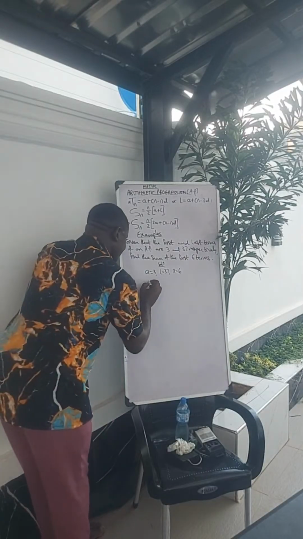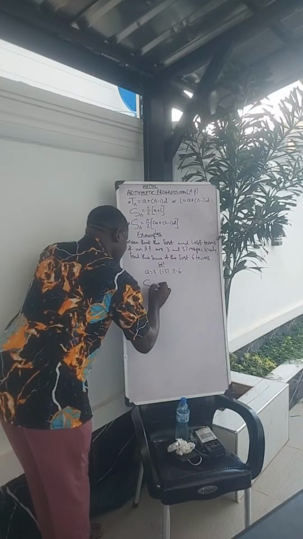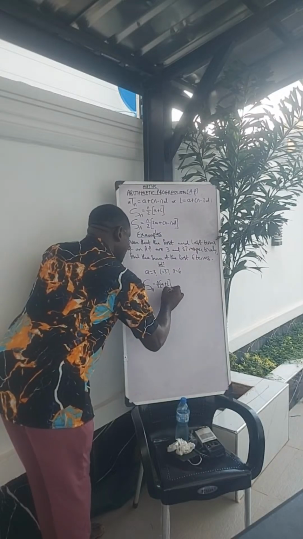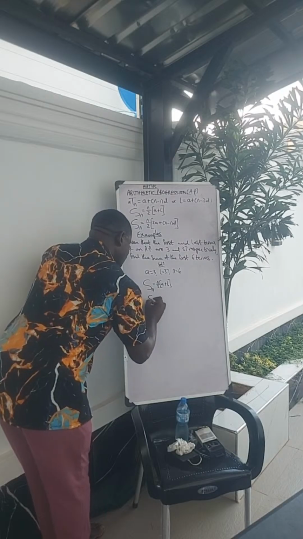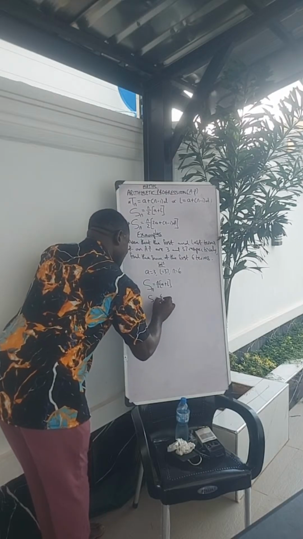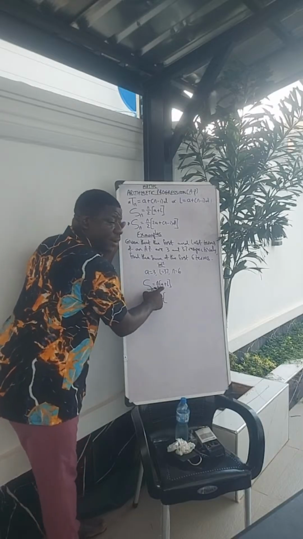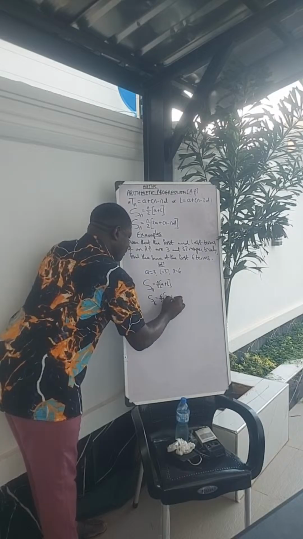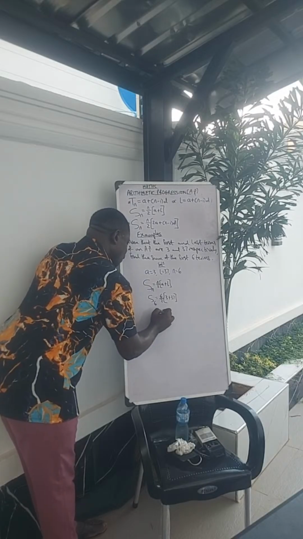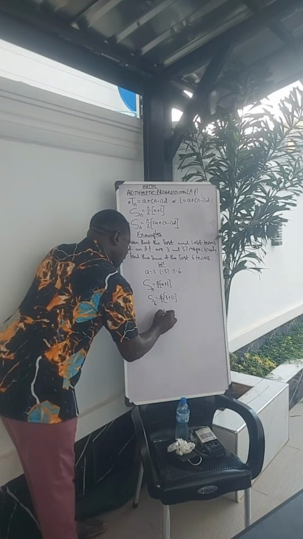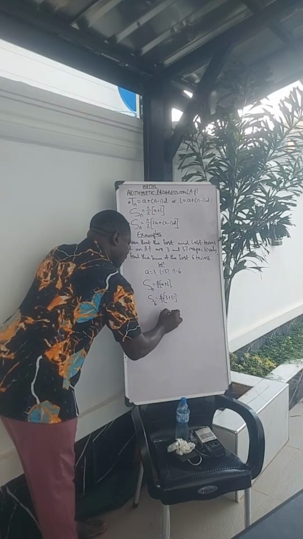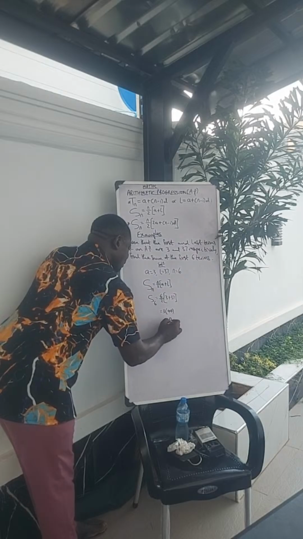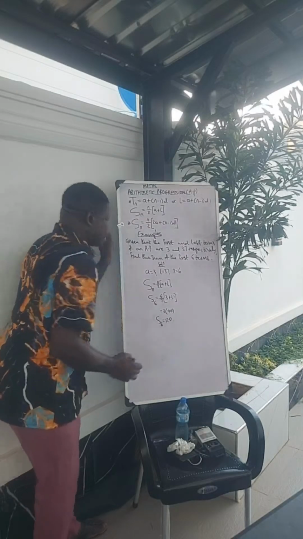So here, Sn will be equal to n over 2 into A plus L. n is 6, so this will be 6 over 2 into A plus L. Our A is 3, our L is 37. So this will be 6 divided by 2, which is 3, into 3 plus 37, which is 40. 3 times 0 is 0, 3 times 4 is 12. So that will be the sum of the first 6 terms.